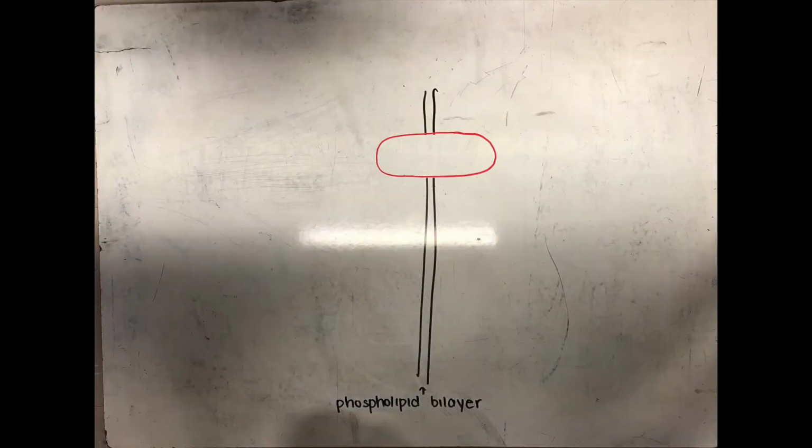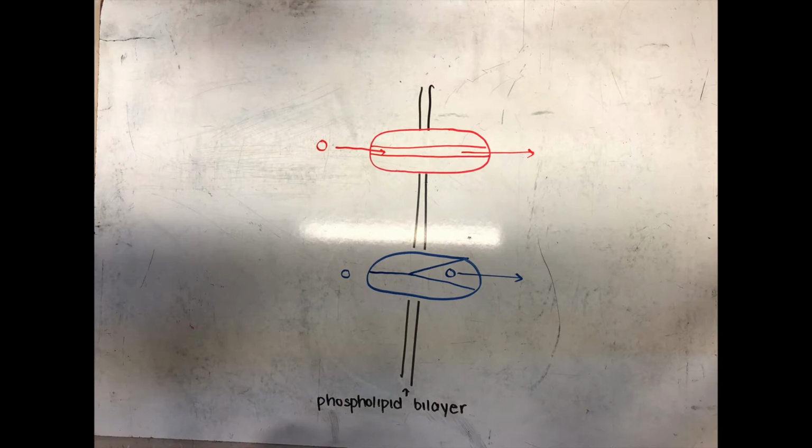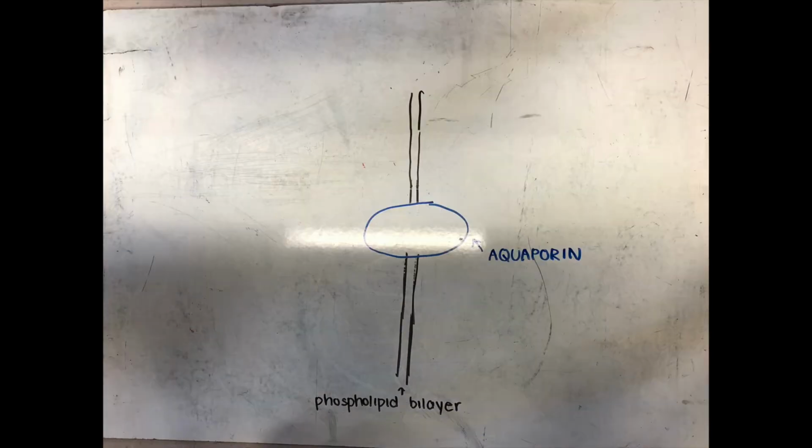Molecules that can't pass freely are able to cross through transport proteins. Some act as tunnels while others shuttle molecules across the bilayer. For example, water, which is polar, is able to cross the membrane with the help of an embedded protein, aquaporin.